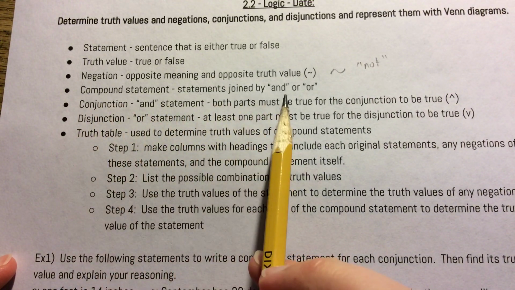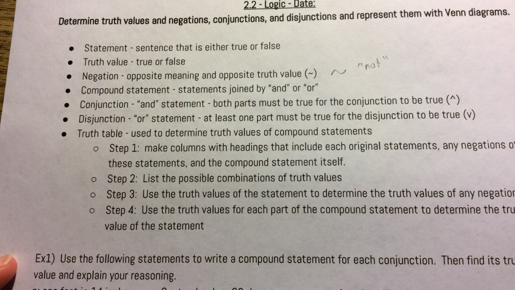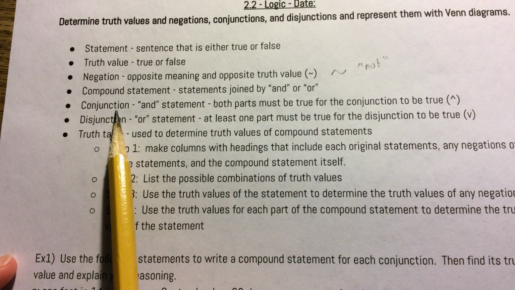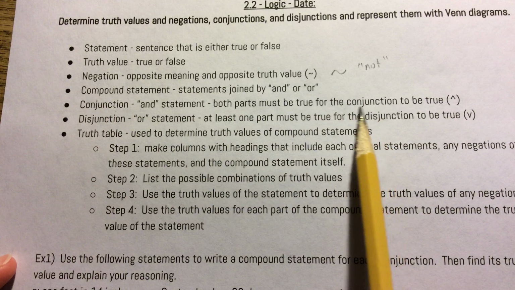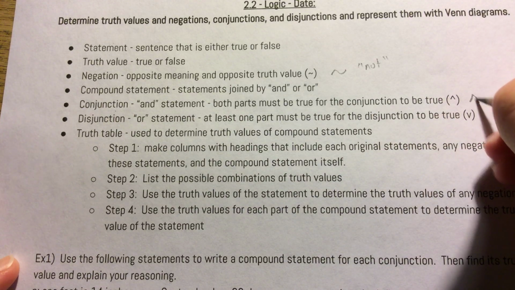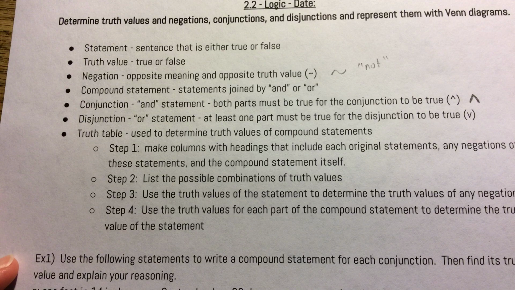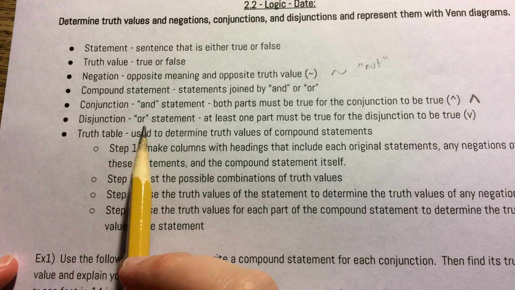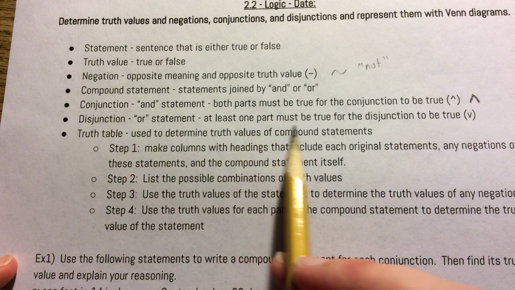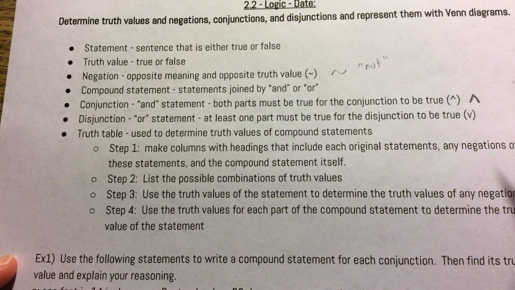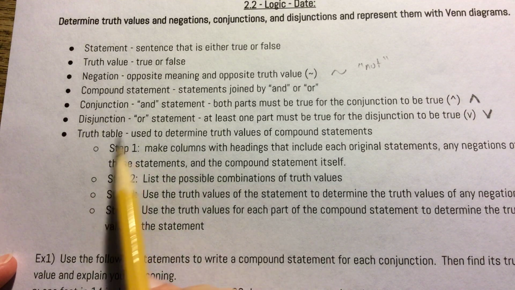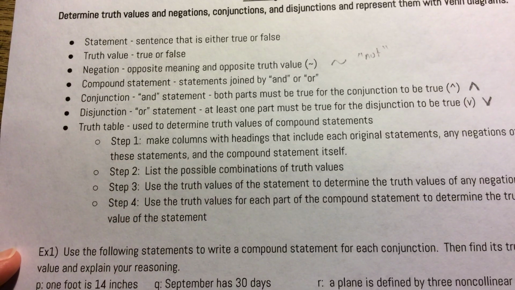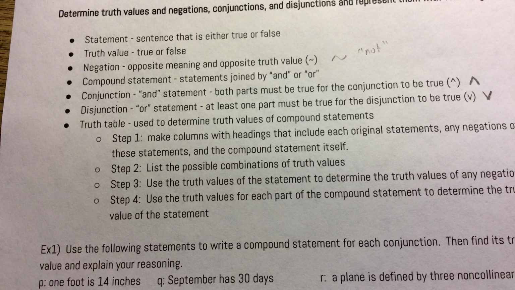A compound statement is joined by and or. When it's and, it's a conjunction, and both parts must be true for it to be true, and they use this symbol, the upside down V, for and. A disjunction is the or statement, and it says at least one part of it must be true. So they use the V, the right side up V, for that one. And these are steps to make a truth table. And a truth table is used to tell when you have a complicated set of compound statements to be able to tell if they're true or not.